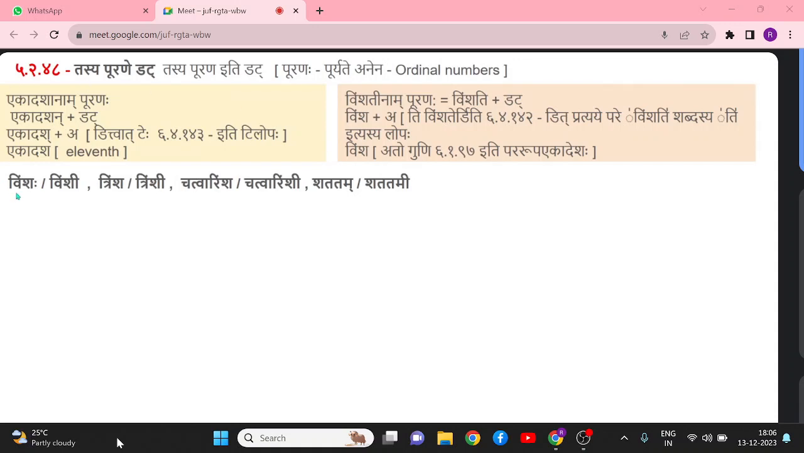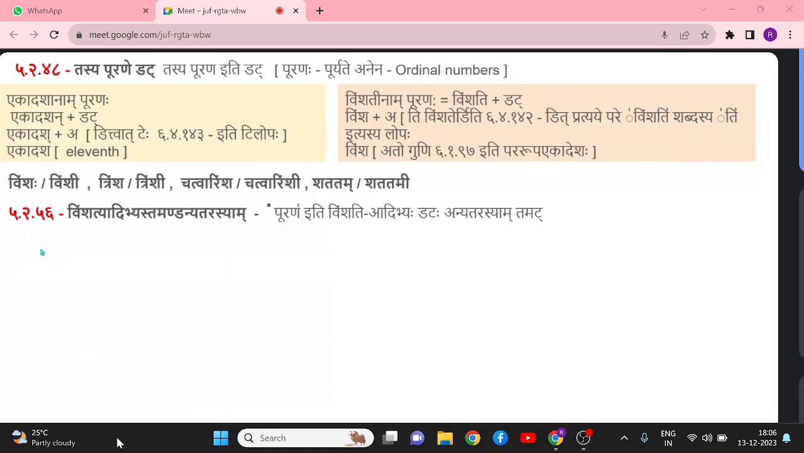Okay, so vimshaha, that is in case of masculine. Vimshi, say if you want to say 20th tithi. So vimshi tithihi. So vimshaha masaha, like that. Trimsha, trimshi, they are all representing ordinal numbers only. So what about that we learned? That is vimshati tamaha.